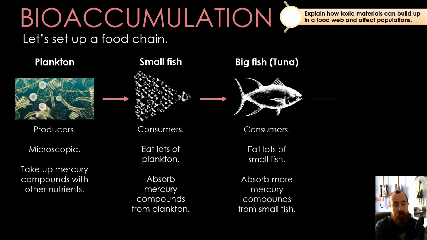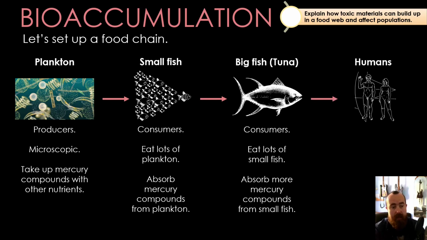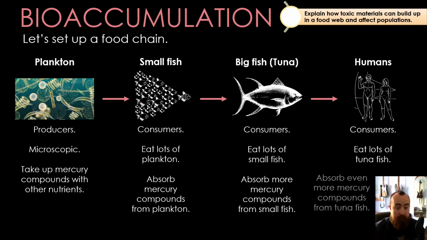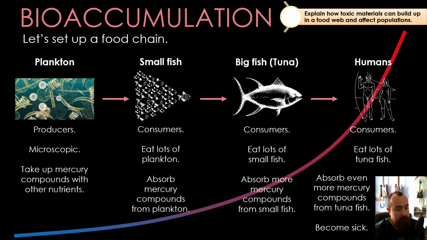Next along come human beings with their fishing rods, and they fish for the tuna, they eat the tuna, and they end up filling up with loads and loads of mercury. And as the mercury builds up inside their bodies, the people end up becoming sick. They get mercury poisoning. Now I'm going to put a line on the slide showing the amount of mercury that's built up inside these different organisms.